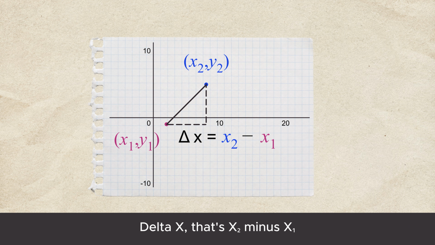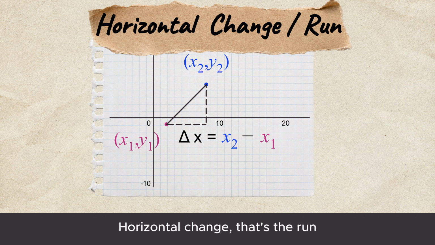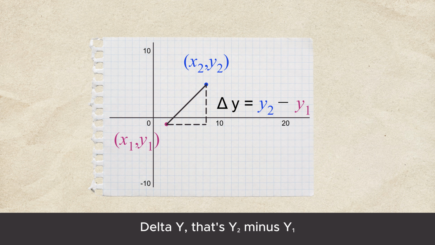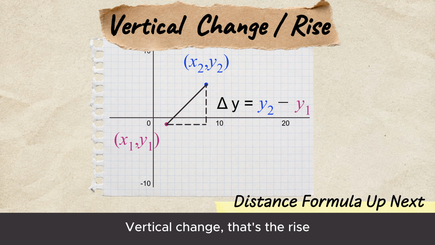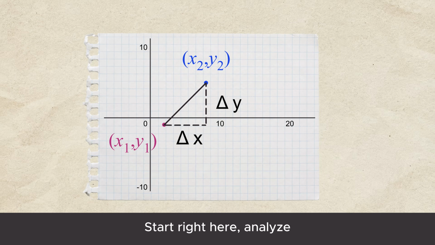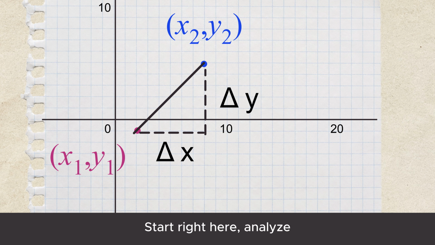Delta x, that's x2 minus x1. Horizontal change, that's the run. Delta y, that's y2 minus y1. Vertical change, that's the rise. Start right here, analyze.